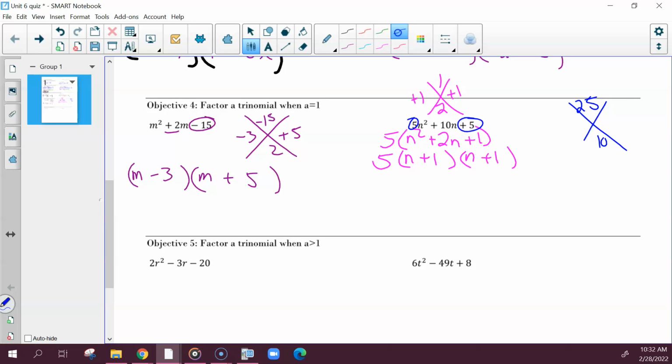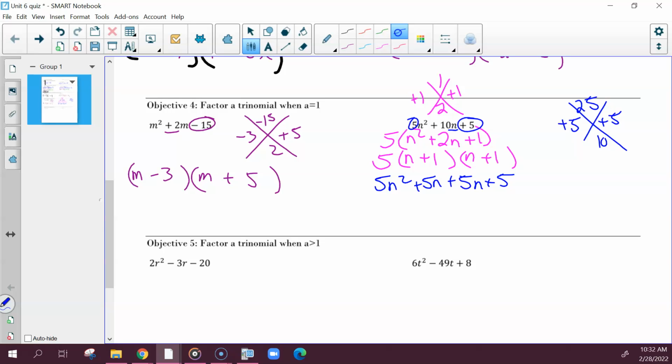5 and 5, if they're both positive. So then we would need to rewrite this using both of these. The first term would stay the same, 5n squared. We would put in our middle two terms, but this middle term had an n, so this also needs an n. And then our last term.